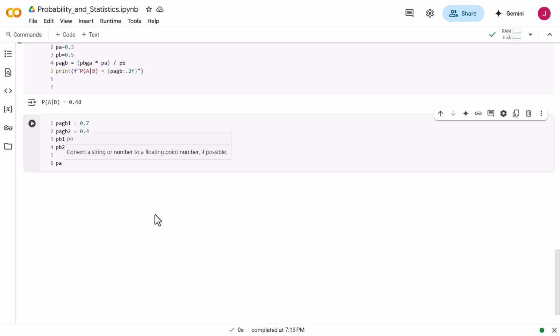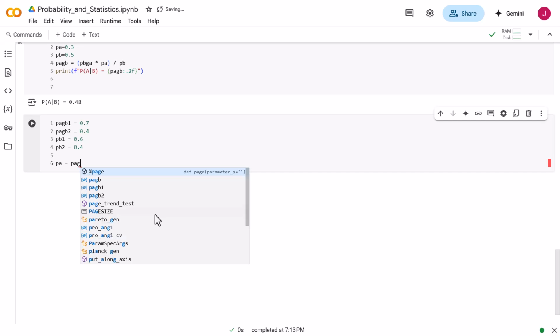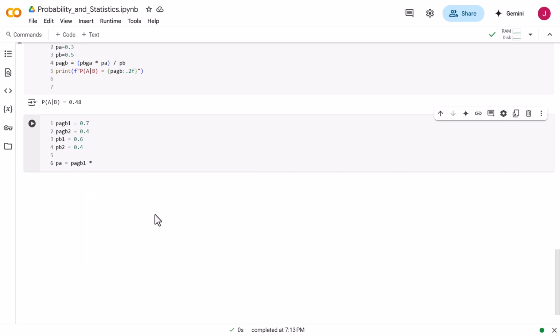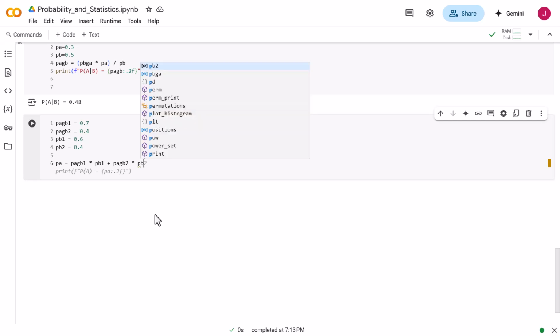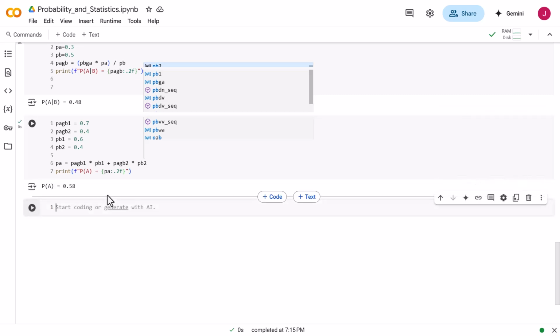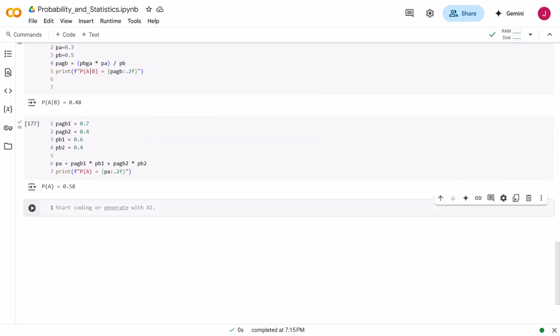Then probability of A is equal to probability of A given B1 multiply probability of B1 plus probability of A given B2 multiply probability of B2. Very easy, right? And then in this way, I can print the probability of A, which is 58%.